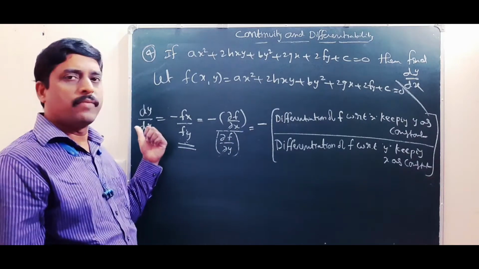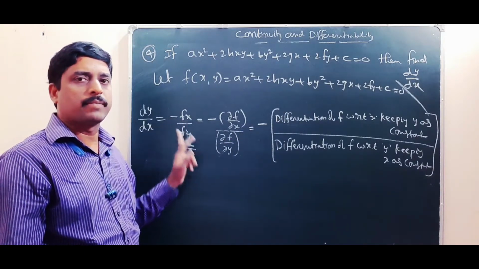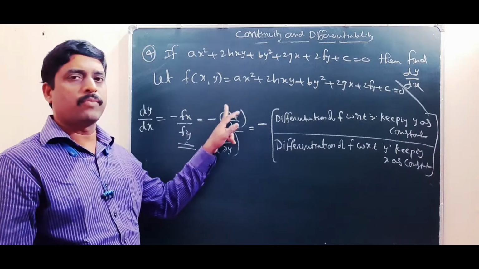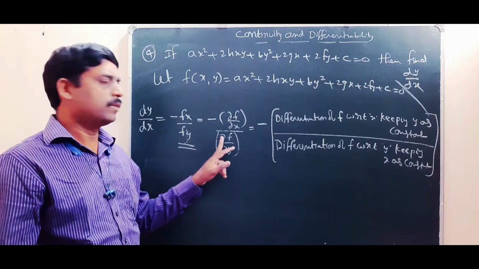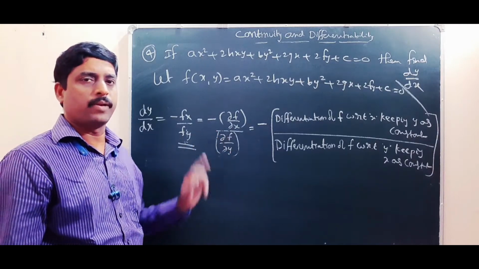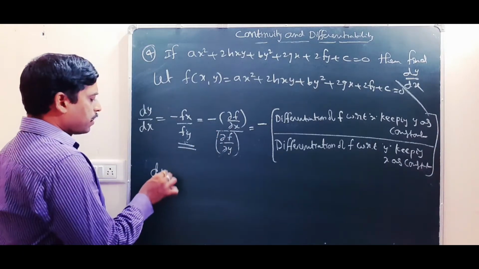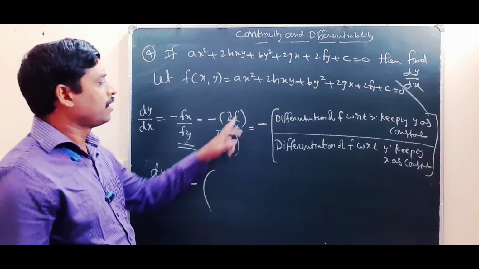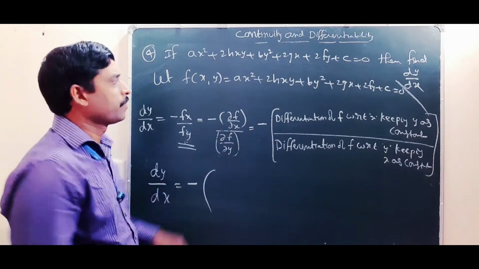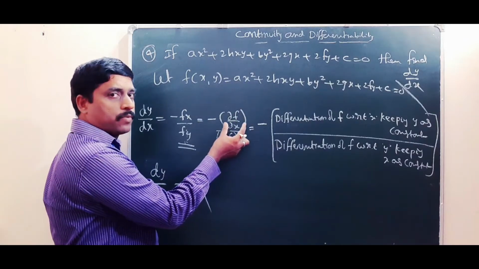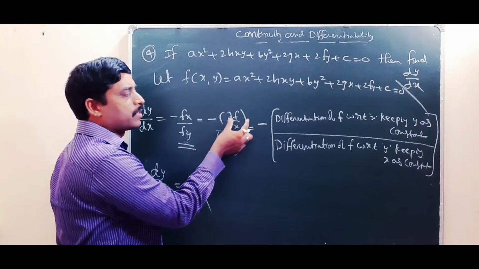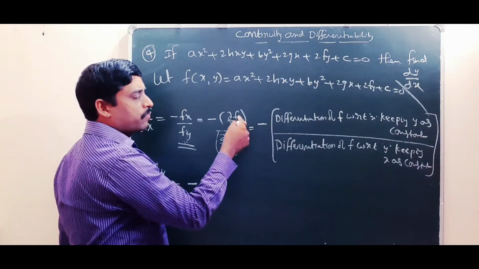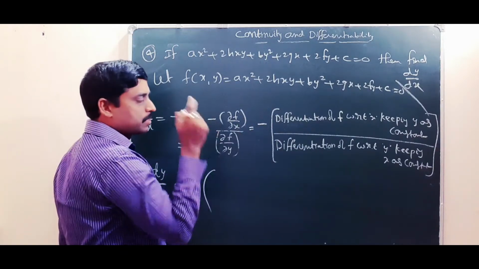So what is the formula? dy/dx is equal to minus fx by fy, so minus of, where fx means ∂f/∂x and fy is ∂f/∂y. So for dy/dx, our target is minus of ∂f/∂x, y constant. First we have to find ∂f/∂x, the partial differentiation of f with respect to x. This means differentiation of f with respect to x, keeping y as constant.